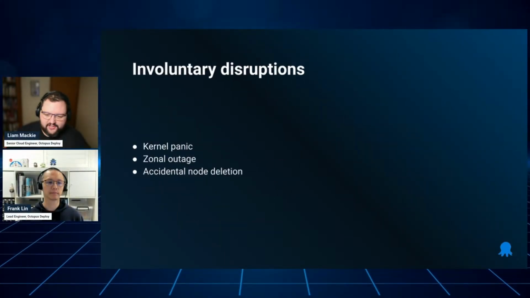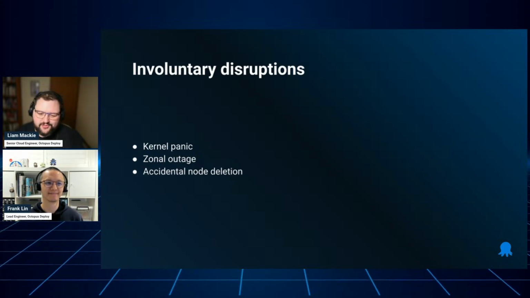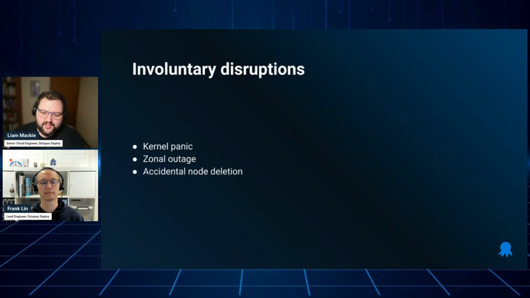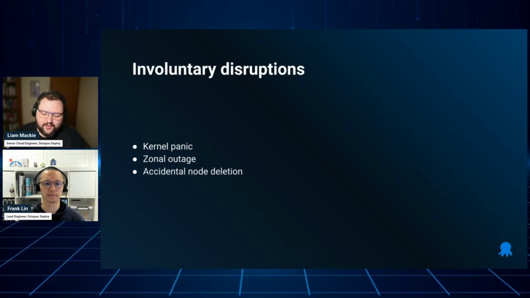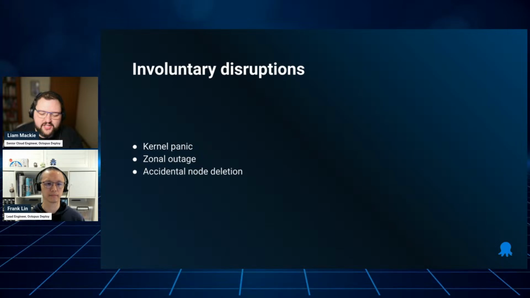Now, involuntary disruptions are where things get dicey. Generally, they're really exceptional circumstances. Kernel panics, the node goes down, the AZ goes down. The only real way to protect against these issues is to have multiple replicas and to spread yourself across multiple failure domains.